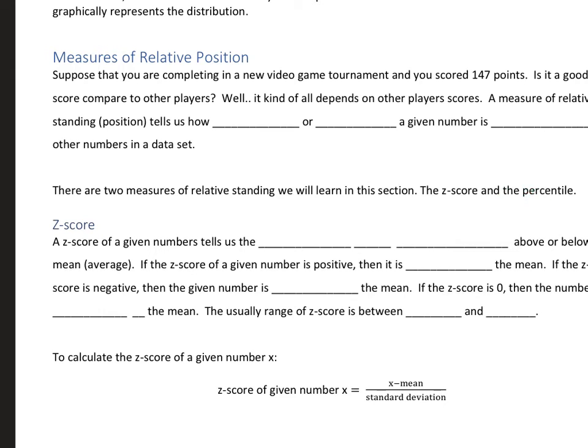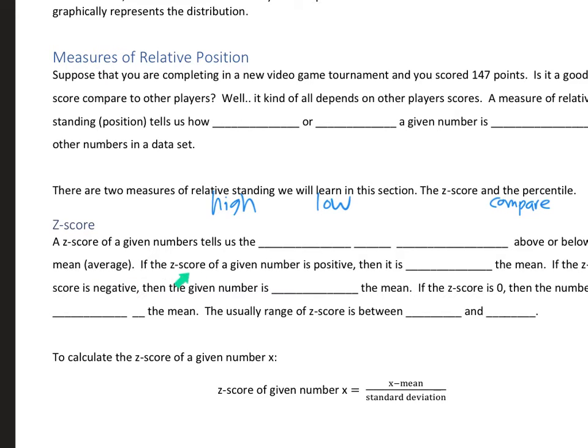So a measure of relative standing or relative position tells us how high or low a given number is compared to other numbers in the data set. That's why it's called a measure of relative position or measure of relative standing. So if you're in a situation where you don't really care about your 147 per se, you care more about whether you did better than others or not, then we're talking about relative standing. There are some cases where that's more important than the actual score. So here we're going to talk about ranking, because ranking tells you that story.